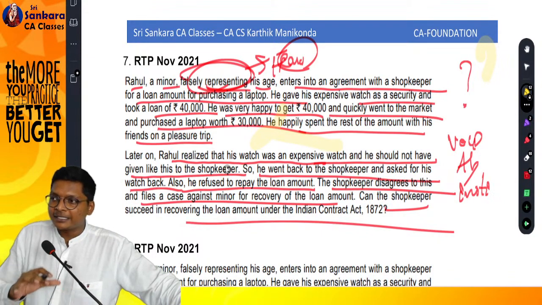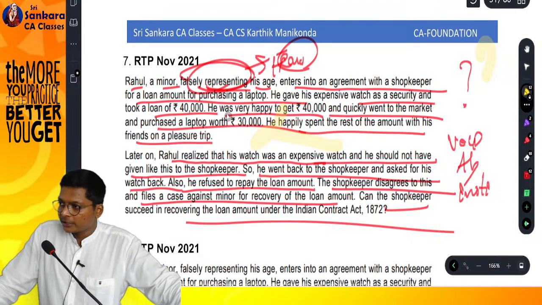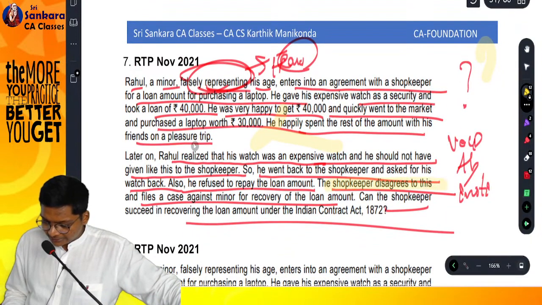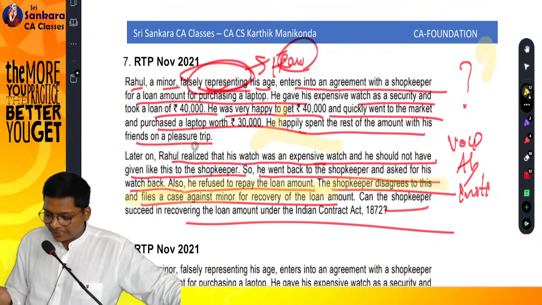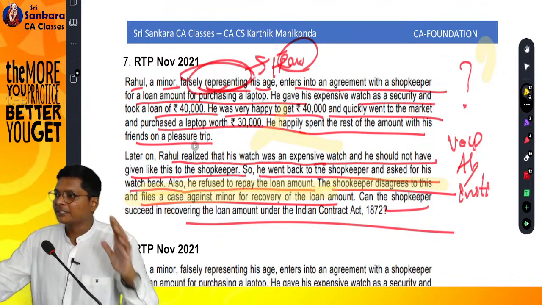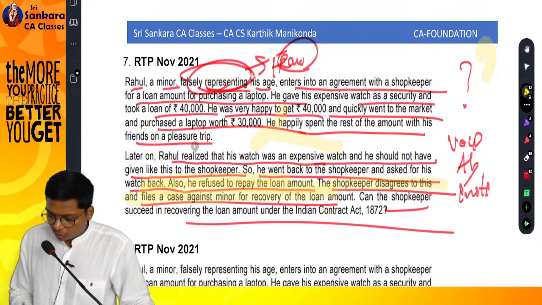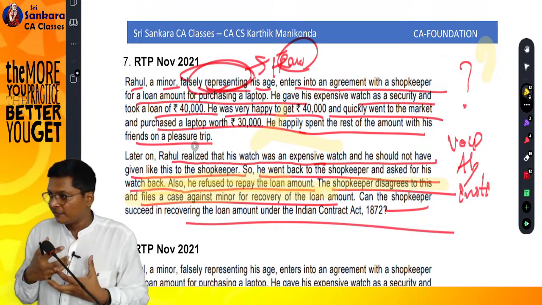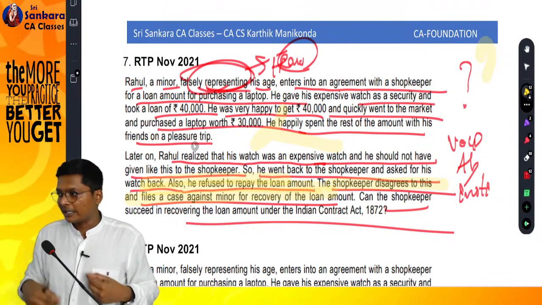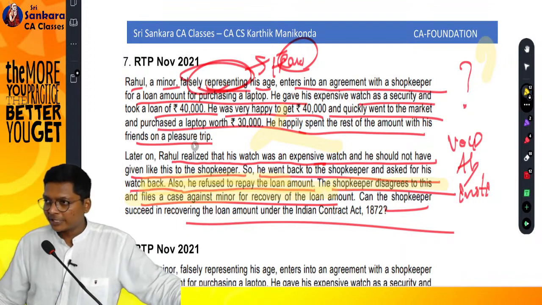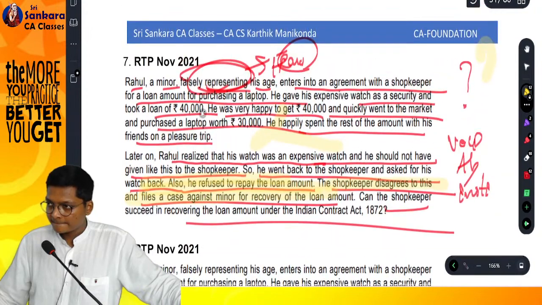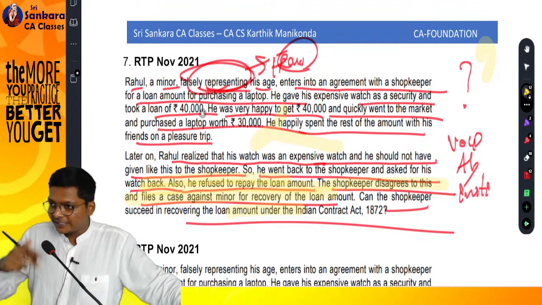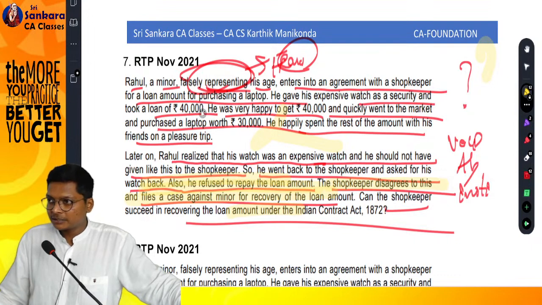But the main concept is agreement with minor is void ab initio. Clear, guys? Shopkeeper disagrees to this and files a case. Will he get the watch back? Shopkeeper will not get it, but he has the right to get it back from personal property. No, both parties: if minor returns the money, he will get the watch back. See, void contract, restoration of benefit. If you are giving the money back, you will get your watch back. Of course, yes. Are you able to follow, guys? The minor didn't restore, so he won't get the watch back. If he restores, he will get the watch back. Able to follow, guys?